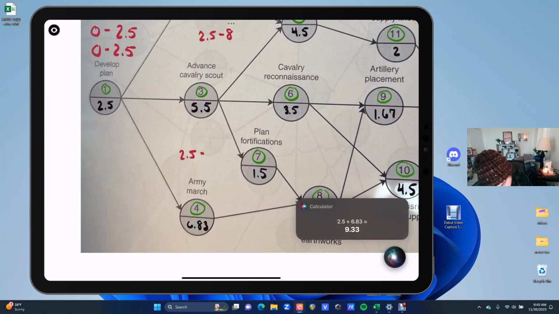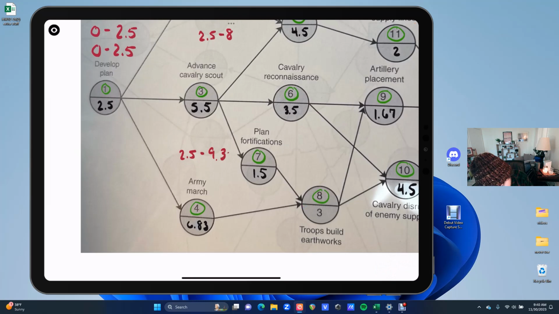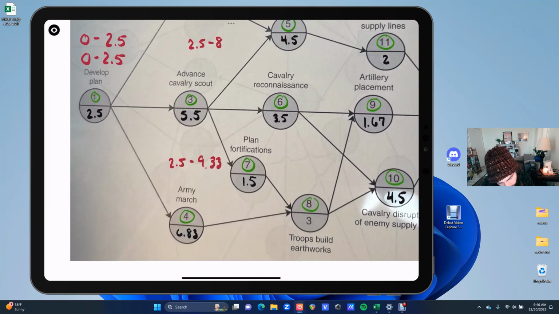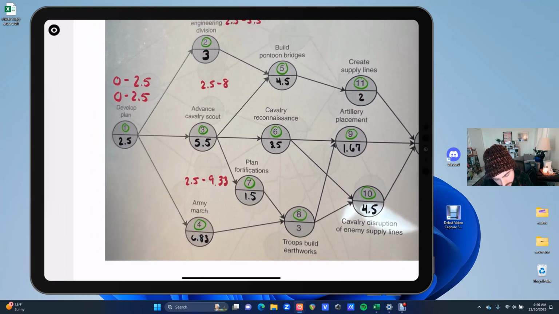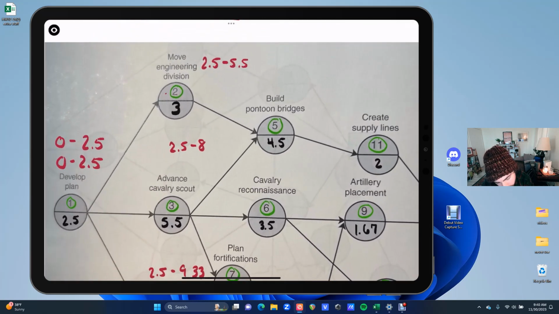The answer is 9.33. All right. So the earliest we'd be done with activity 4 is 9.33. Now, what we have to do, I'll demonstrate it with nodes 2 and 3 as they go to node 5 here, activity 5. So 2 and 3 have to get done, and then they go to 5.